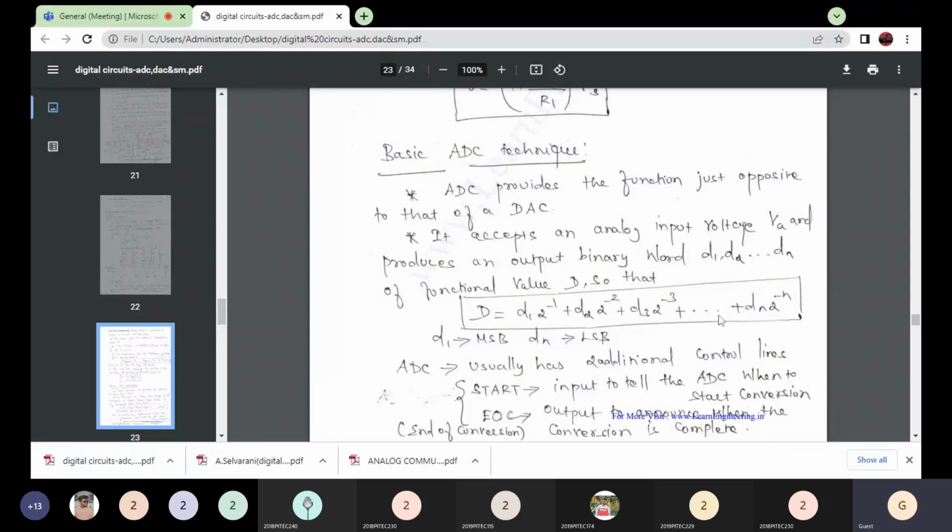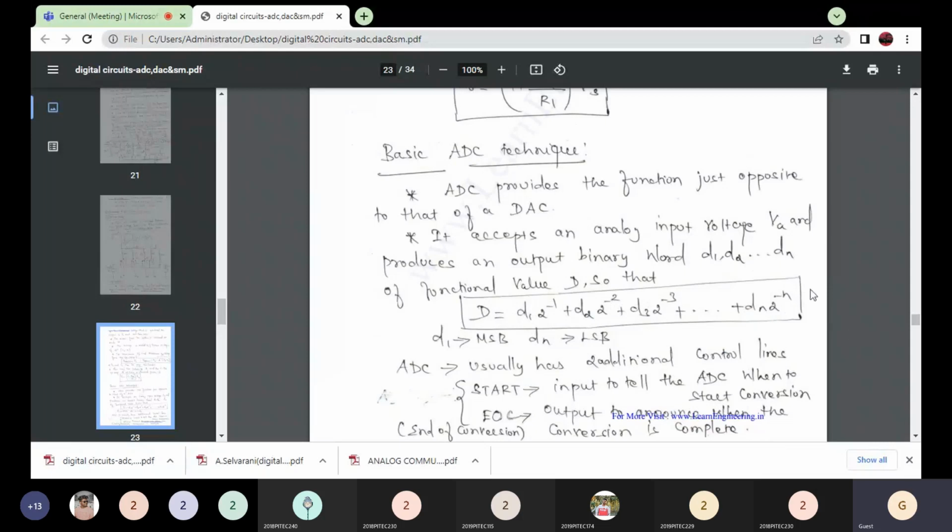The input is the analog voltage, and the output is the digital data, that is, a binary word. So how can we write the digital output for an analog input? The binary word is generally represented as n bits, d1 to dn, and we represent the function value as D. So D equals d1 2 power minus 1, plus d2 2 power minus 2, up to dn 2 power minus n. Here d1 is the MSB and dn is the LSB.